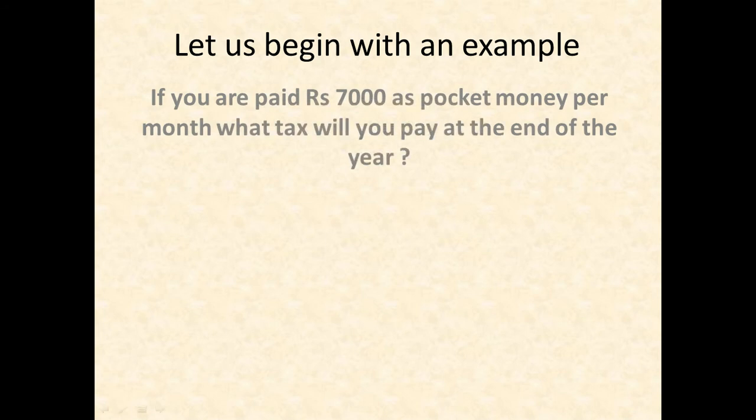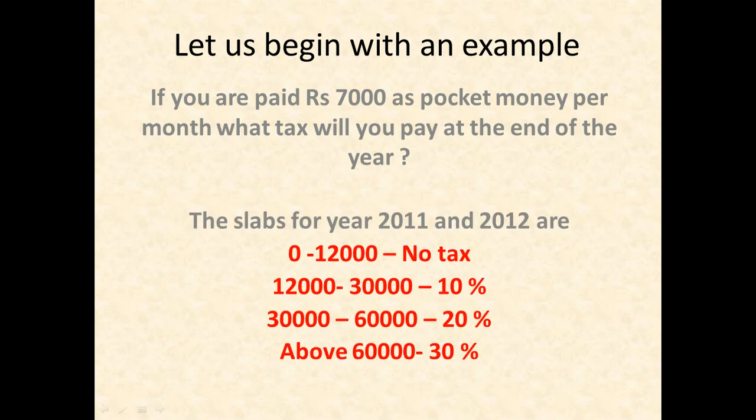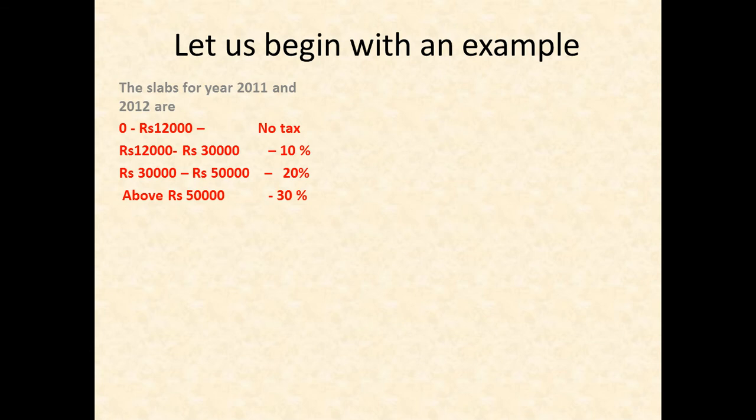So here is your pocket money. You've got 7,000 as pocket money per month. What tax will you pay at the end of the year? Income tax is always calculated on your annual income. So 7,000 is paid as pocket money per month. You have to be careful to understand that your annual pocket money would be 7,000 times 12, which is rupees 84,000.